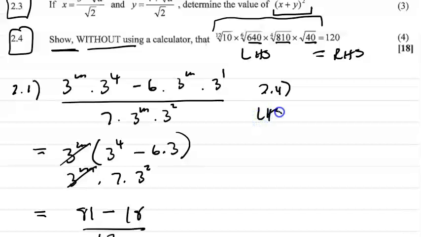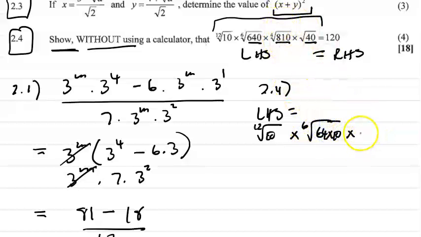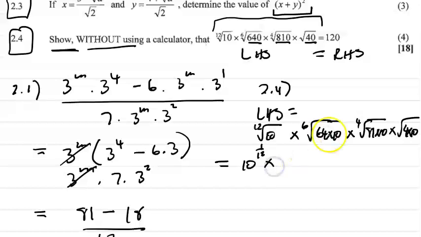So we'll write down the left-hand side, which equals the 12th root of 10 times the 6th root of 64 times 10, times the 4th root of 81 times 10, times the square root of 4 times 10, which will equal 2. So now let us see what we can get here. Here will be 10 to the 1 over 12 times the 6th root of 64, which should give us the following.